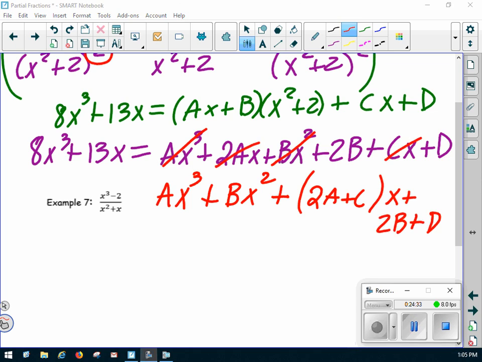Now, I had a mistake. When you walked out of here, I had a mistake that Danae caught. I had forgotten to put the 2b in here. So make sure that your constant on the right is 2b plus d. All right, let's finish this up.